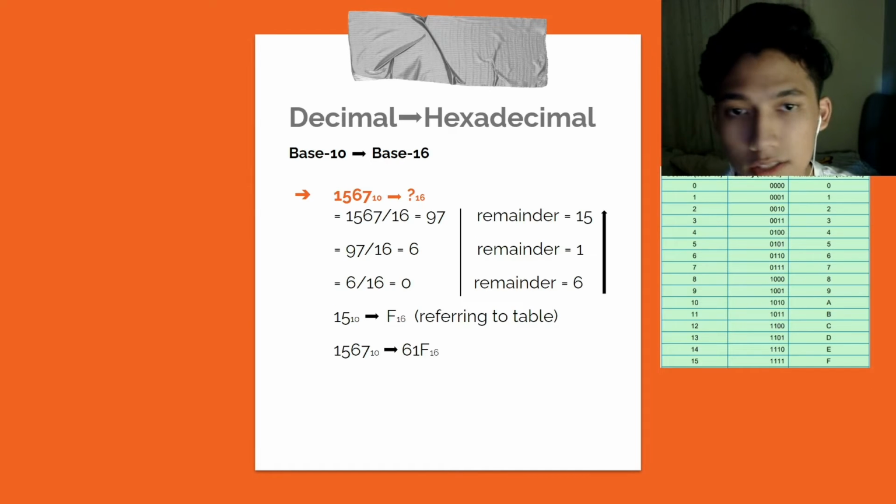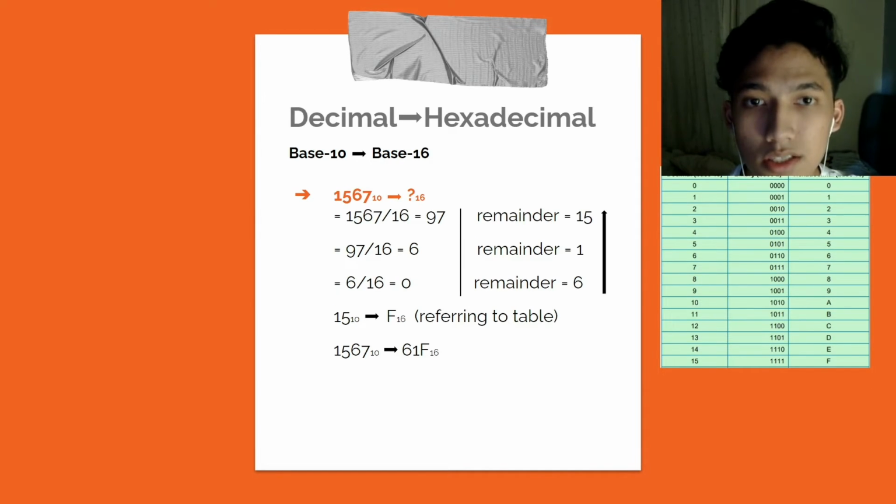Last but not least, hexadecimal. Hexadecimal is base 16, so we're dividing the number by 16. So in this example, we have 1,567. We divide that by 16, we will get 97, remainder of 15. 97 divided by 16 is 6, and then last but not least, 6 divided by 16 is 0.